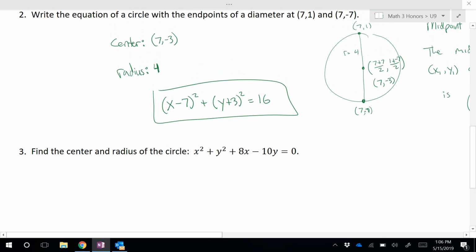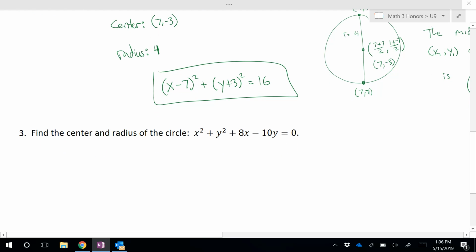Because if you look at this, we have a perfect square here, x minus 7 times x minus 7, and we have another perfect square here. So we're going to use that technique twice, once for the x's, once for the y's, to get it into that form. So we want to find the center and radius of the circle. Here's the equation of the circle.